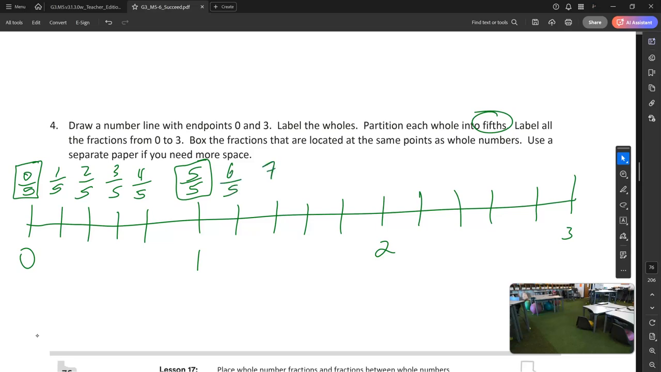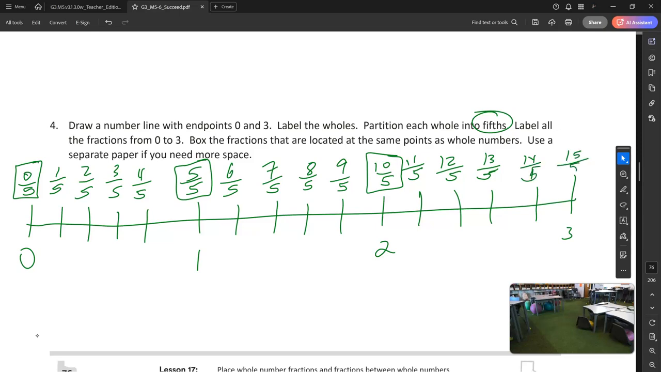6 fifths, 7 fifths, 8 fifths, 9 fifths, 10 fifths is another whole. 11 fifths, 12 fifths, 13 fifths, 14 fifths, and 15 fifths is another whole.